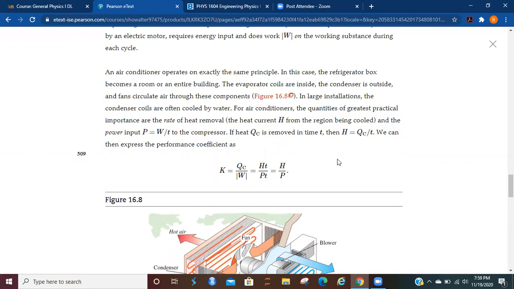For air conditioners, the quantities of the greatest practical importance are the rate of heat removal, the heat current H from the region being cooled, and the power input to the compressor. So if heat Q sub C is removed in time T, then the heat current is going to be the heat from the cold reservoir divided by time. Then if you express power as the amount of work divided by time, you can come up with your coefficient here being H divided by P.